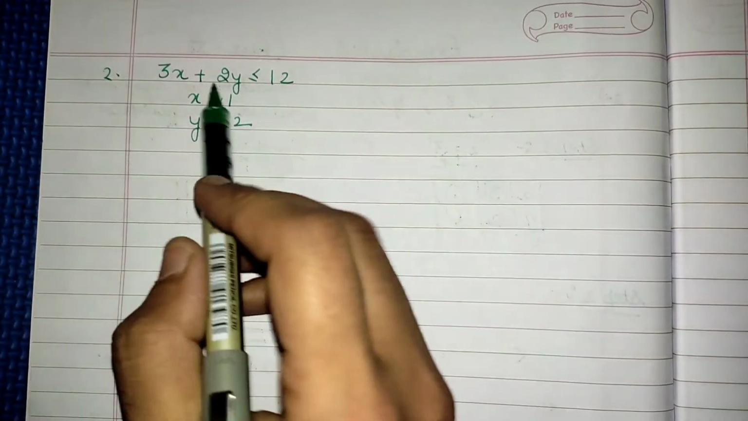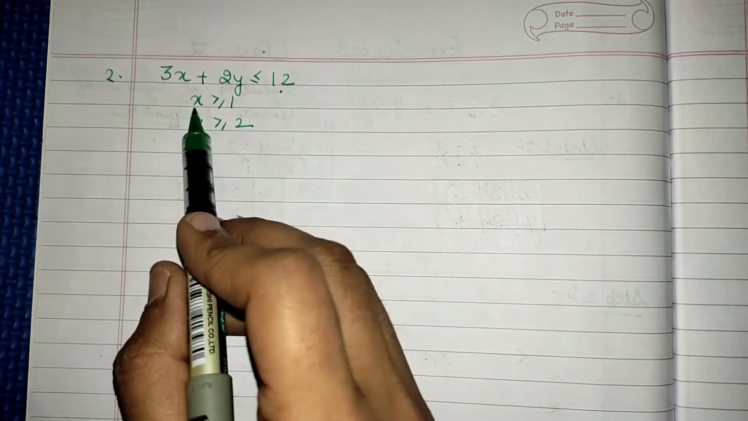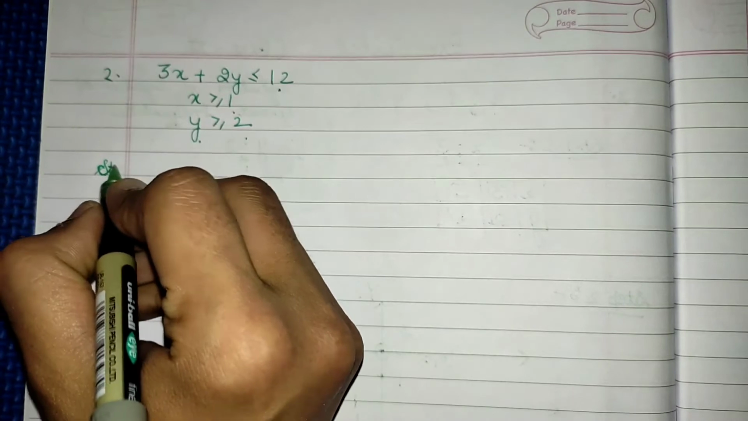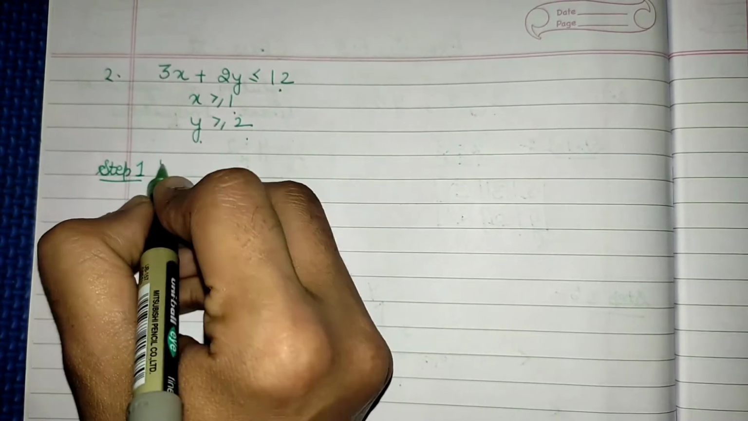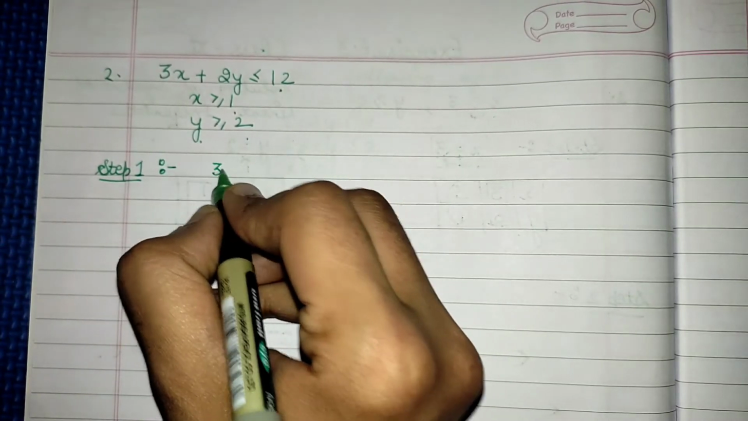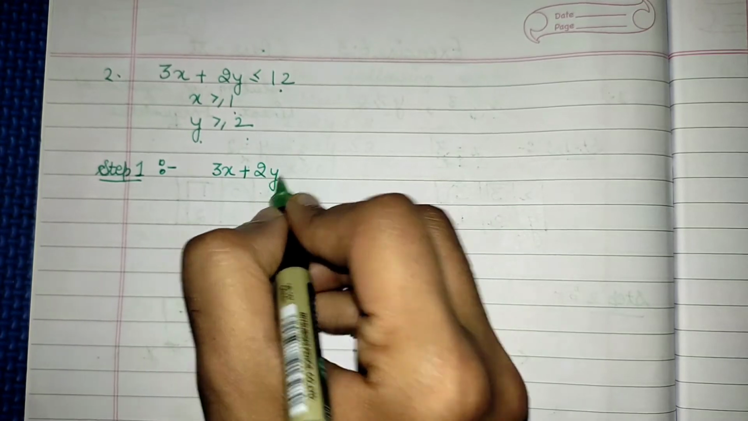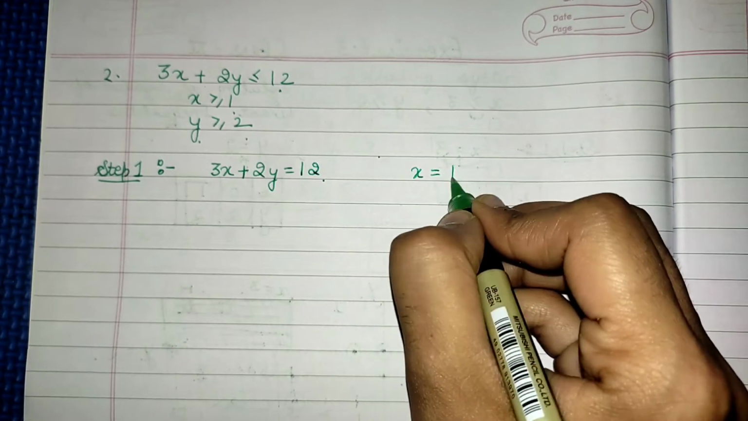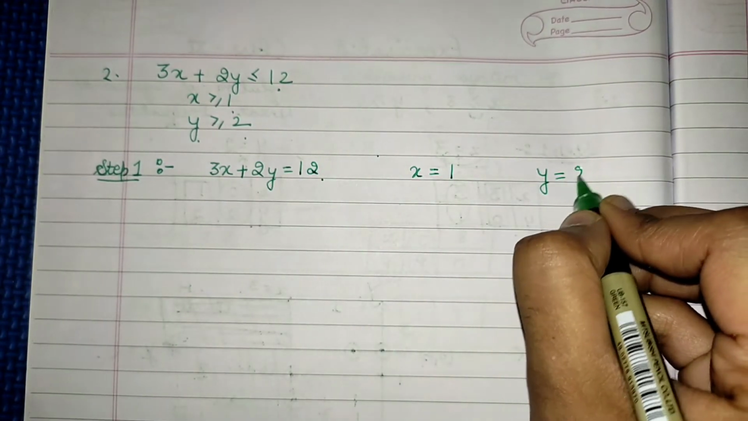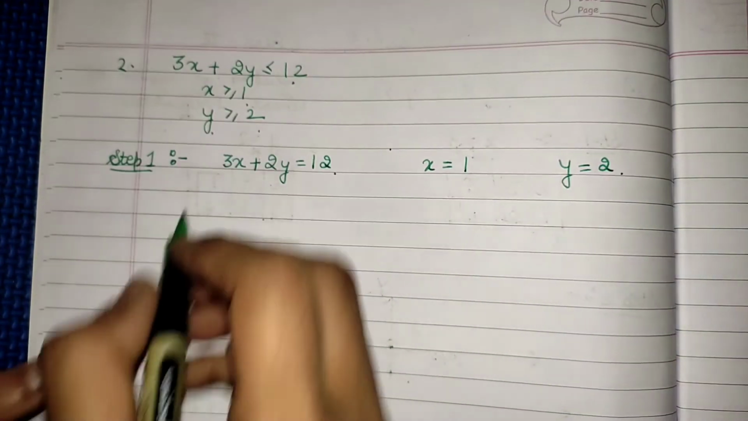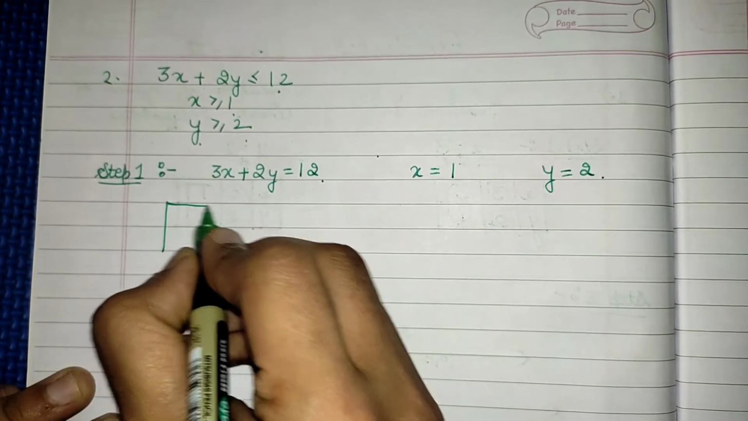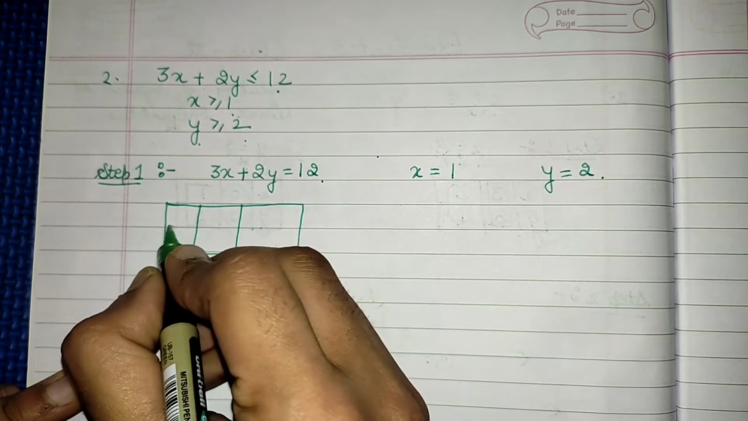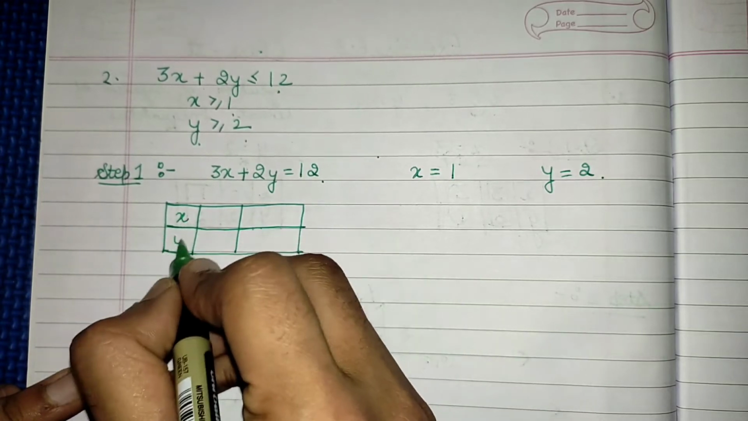Second question is 3x plus 2y is less than equal to 12, x is greater than 1 and y is greater than equal to 2. So again you have to follow all the same steps. My first step is what? My first step is that forget about this inequality symbol for all the equations. Then what is our next step? Our next step is to find out the points. Where are those points? So let's find out those points also.